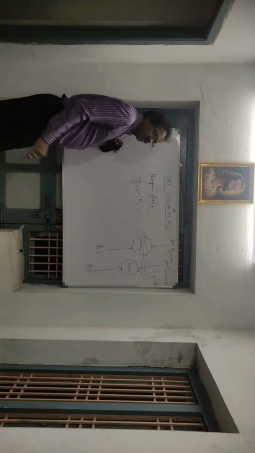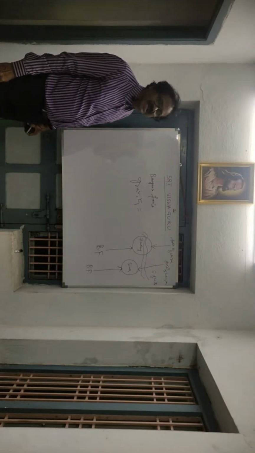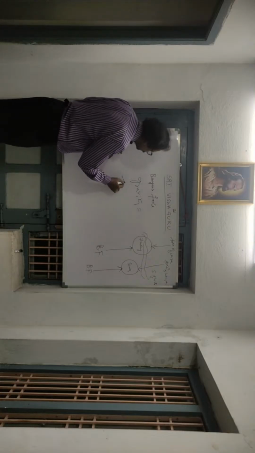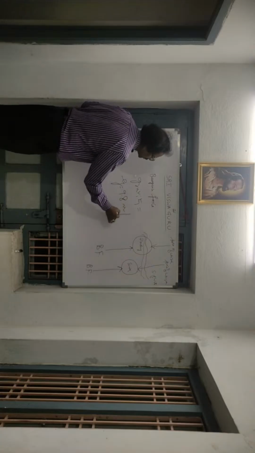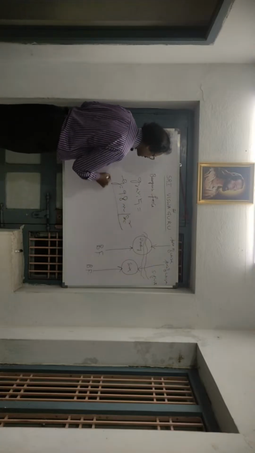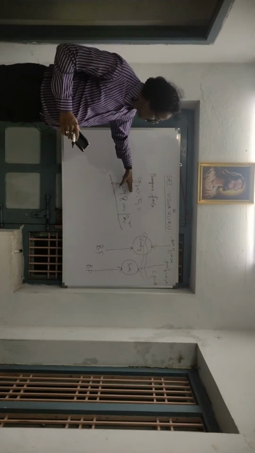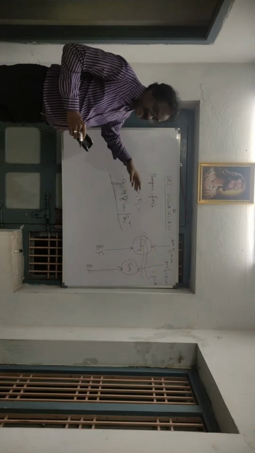All of you know about gravity. Generally we say that G is equal to 9.8 meters per second square. But this is a very big topic, the topic of gravity.